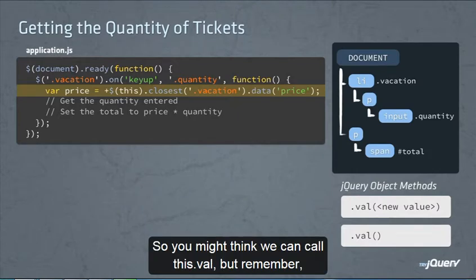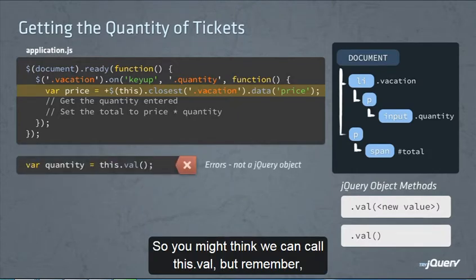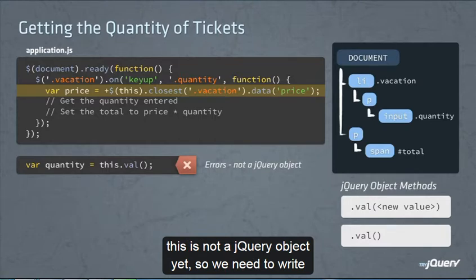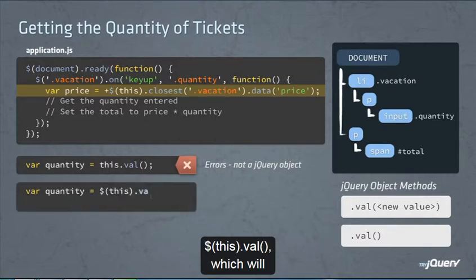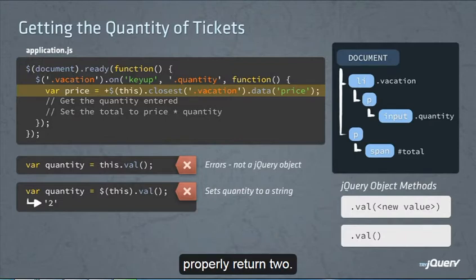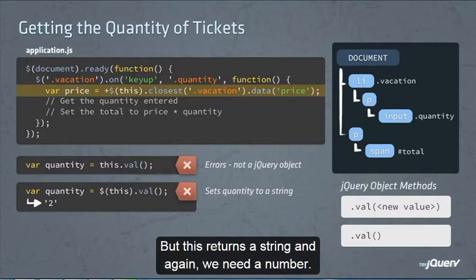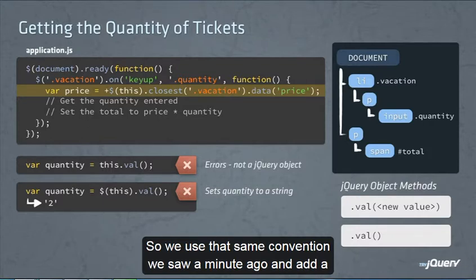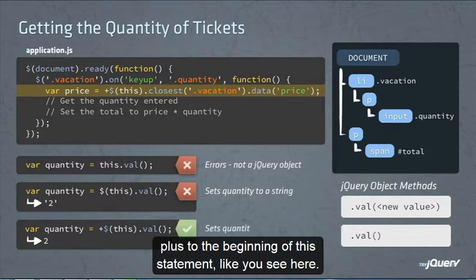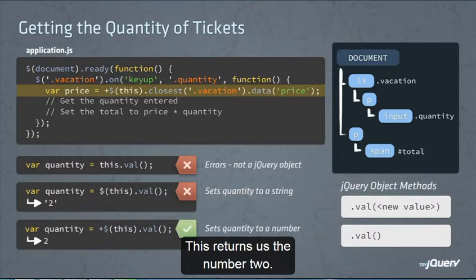So you might think we can call this.value, but remember, this is not a jQuery object yet. So we need to write $(this).val(), which will properly return 2. But this returns a string, and again, we need a number. So we'll use that same convention we saw a minute ago and add a plus to the beginning of this statement, like you see here. This returns us the number 2.